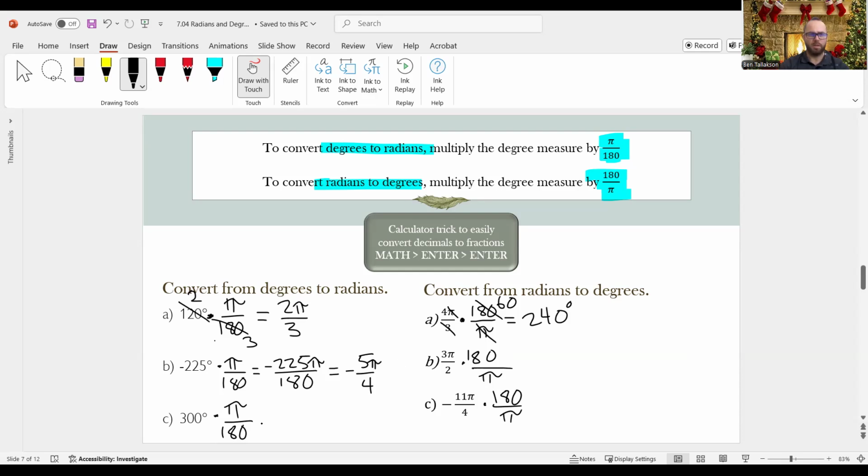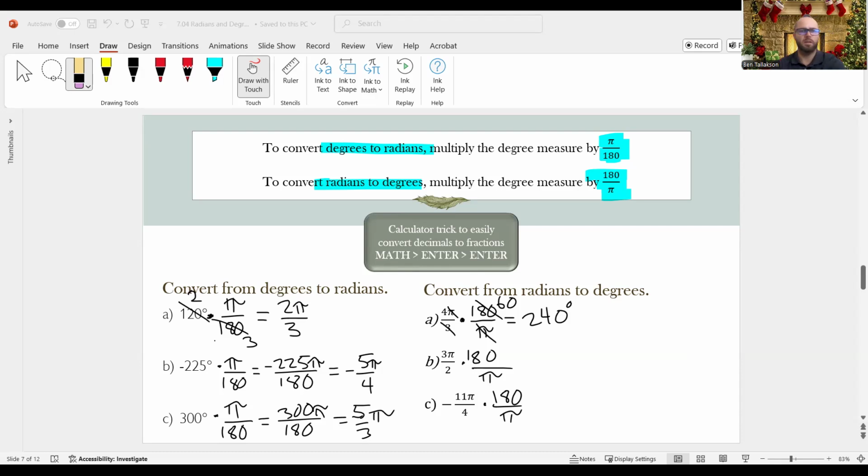You could do the same thing here. 300 pi over 180. Do 300 divided by 180 on your calculator. You'll get 5/3. And like I said, with the radians, you're always going to see fractions. On your handheld calculator, you can quickly convert from decimal to fractions by hitting math, then enter twice. On Desmos calculator, I actually haven't done that much.